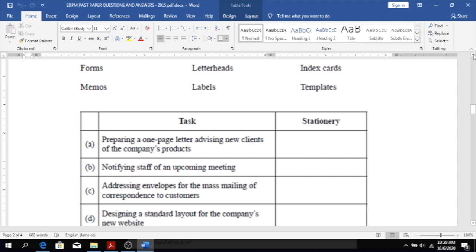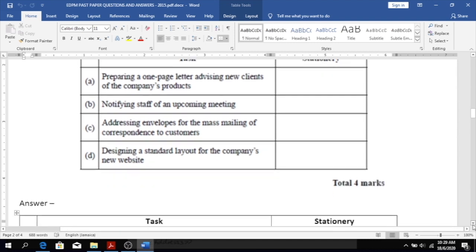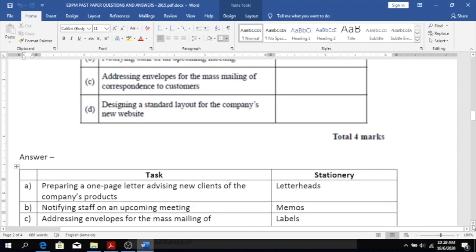C, what would be the stationery for C? Addressing envelopes for the mass mailing of correspondence to customers. Labels. Like the stamp and so on, right? D, what would be the stationery for D? Designing a standard layout for the company's new website. Templates. Right. Good. The answers are there.